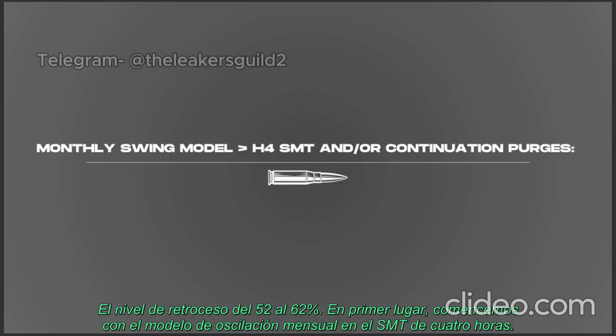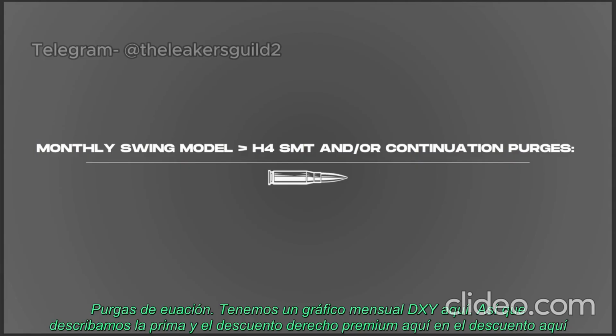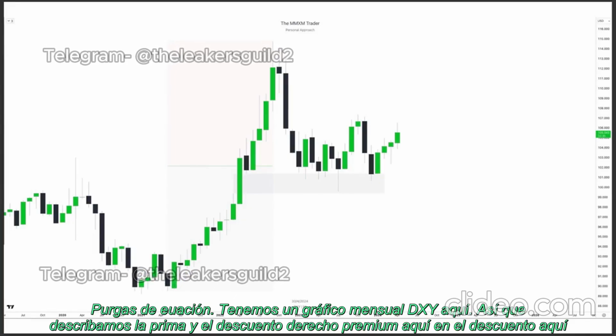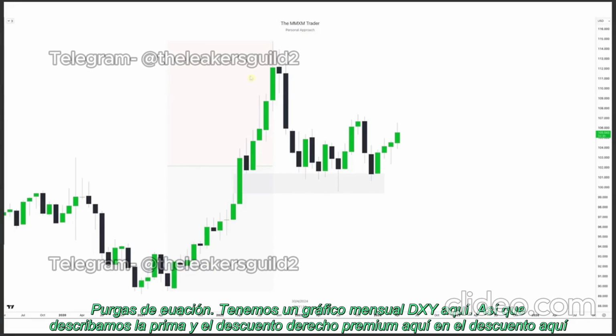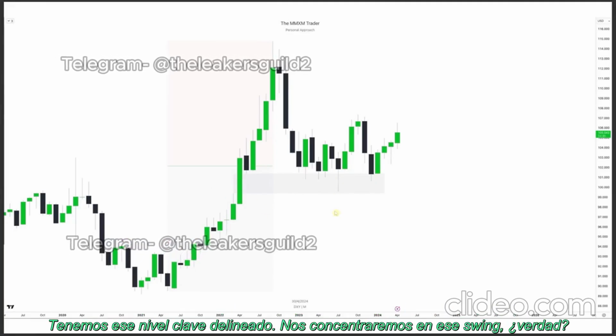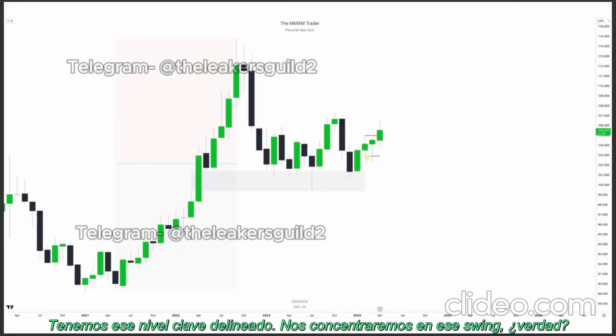So firstly, let's start with the monthly swing model into the 4-hour SMT continuation purge. We've got a DXY monthly chart over here. So let's outline the premium and discount. The premium up here and the discount here. We've got that key level outlined. We're going to be focusing on that swing.